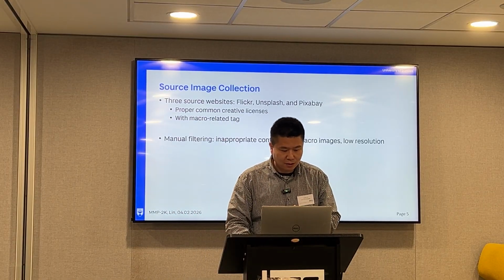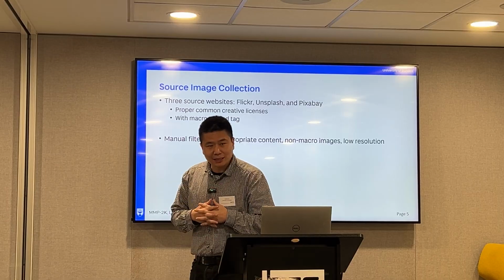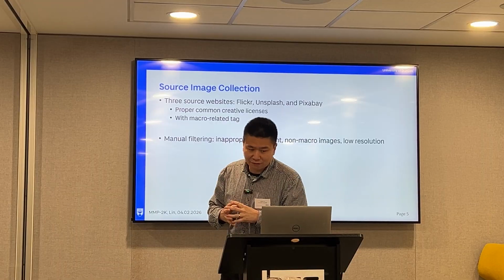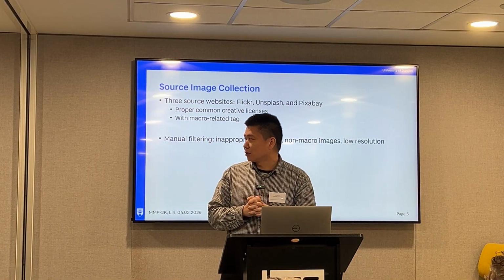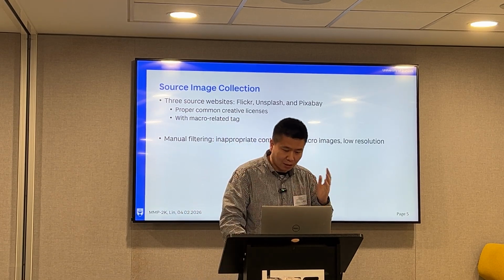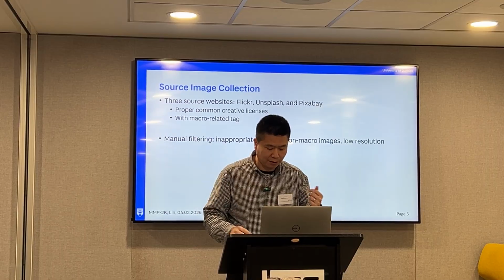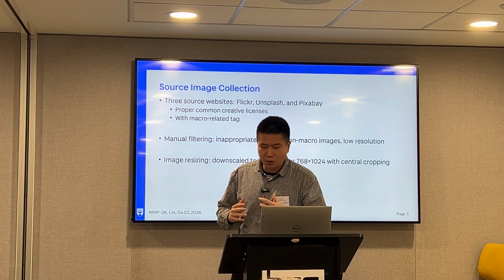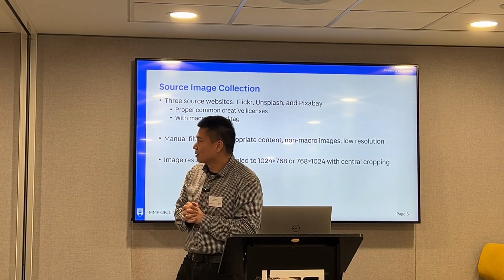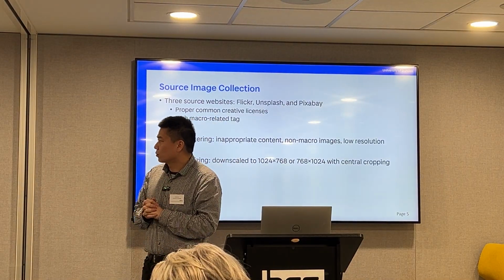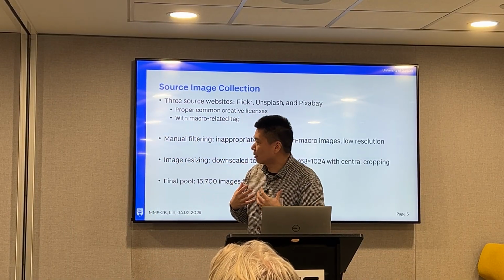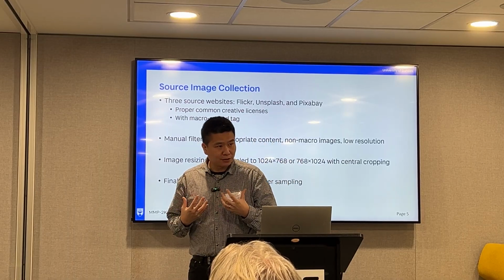Then we download them, and because some of these images are not related to this content, we also do manual filtering and consider low resolution. If the resolution is low, we don't want it. We want high quality, more or less. What that means is not high quality, but high resolution. We also want a more or less uniform resolution, so we downscale them, with central cropping. Finally, we got around 50,000 images for the pool.